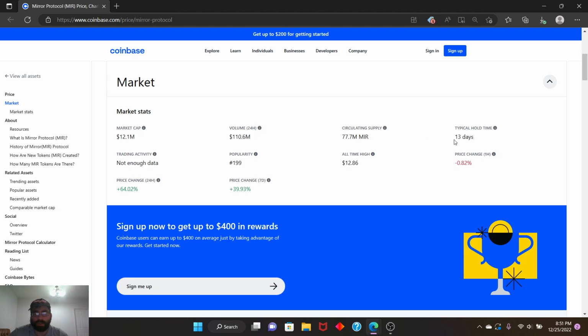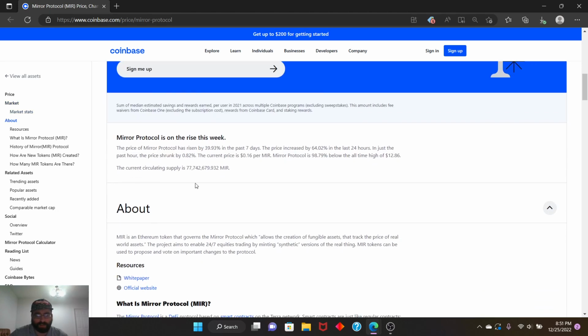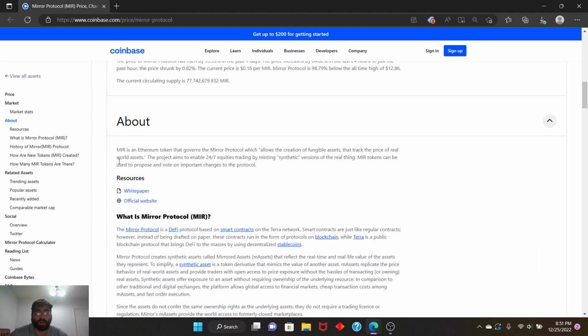Typical hold time 13 days. For a fact, it was lower than that. Popularity 199. Probably dropped, right? All time high $12.86. Price change in 1 hour. We know that it went down a little bit, but these are great numbers to see. Everything's in the green on this coin today.